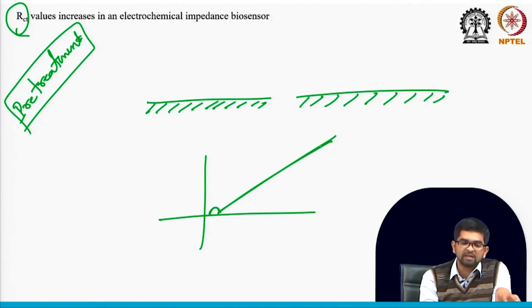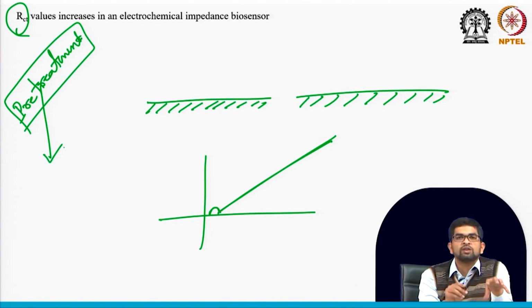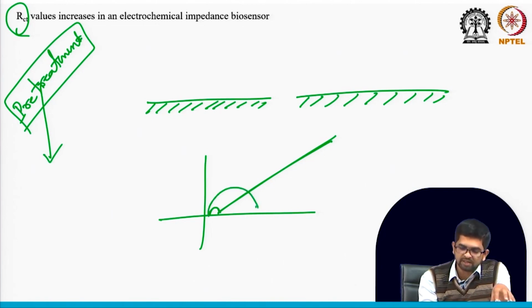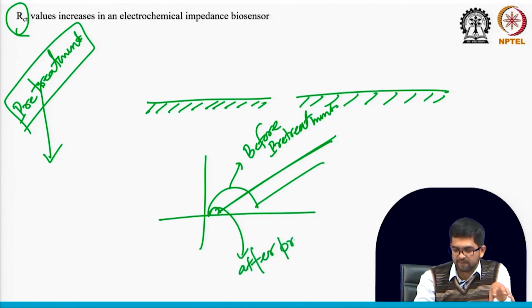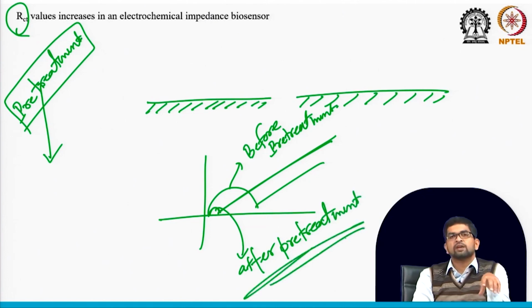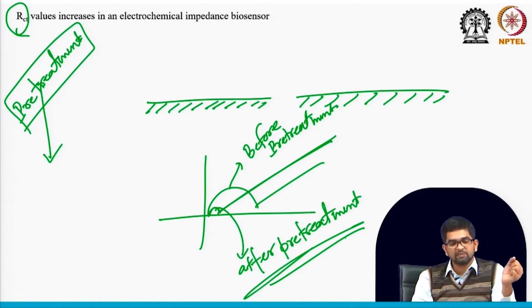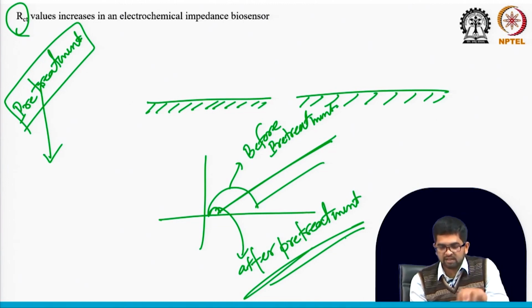If your surface did not become clean properly, if your pre-treatment method was not that effective, then you will get a higher RCT. So, this one would be before pre-treatment, and this one would be after pre-treatment. Clear? Like this you can characterize how effective your pre-treatment method is. And this is the electrochemical characterization.